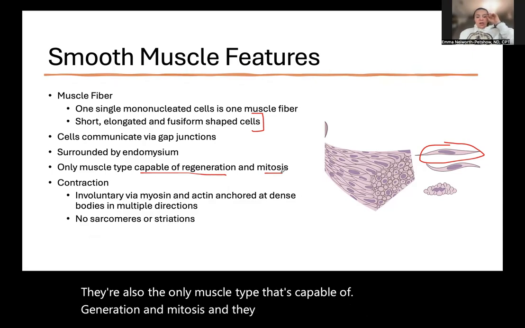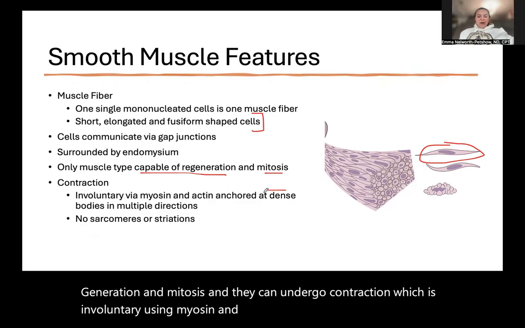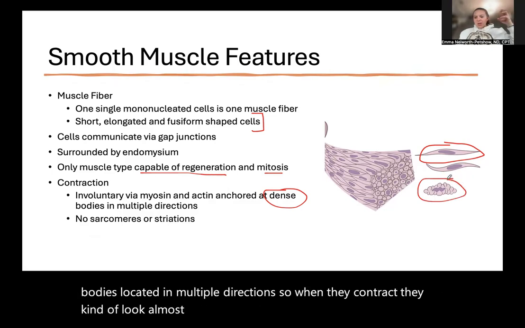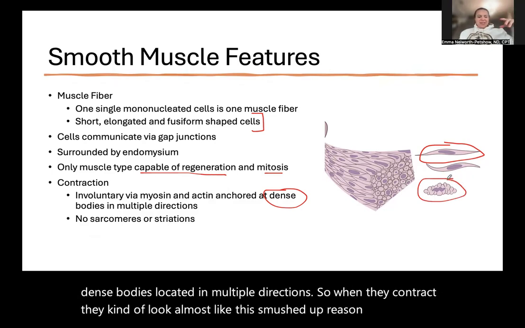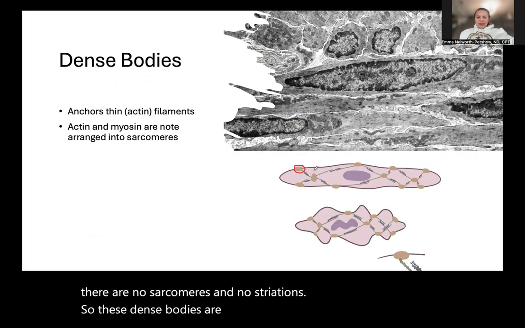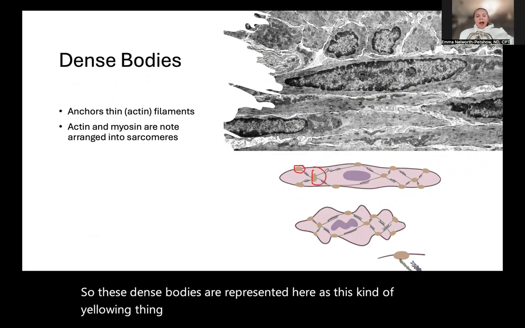And they can undergo contraction, which is involuntary, using myosin and actin. And they're anchored at dense bodies located in multiple directions. So when they contract, they look almost like a smushed up raisin, for instance. There are no sarcomeres and no striations. So these dense bodies are represented here as this yellowing thing, and they anchor actin filaments.